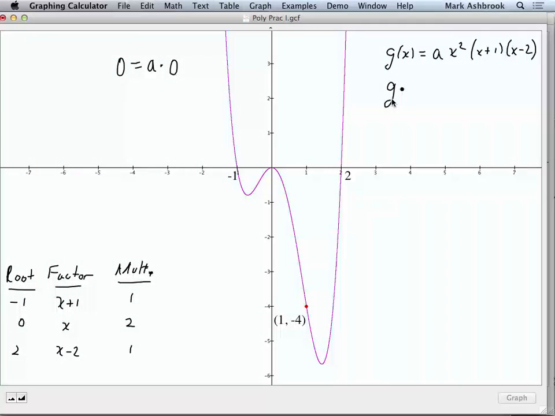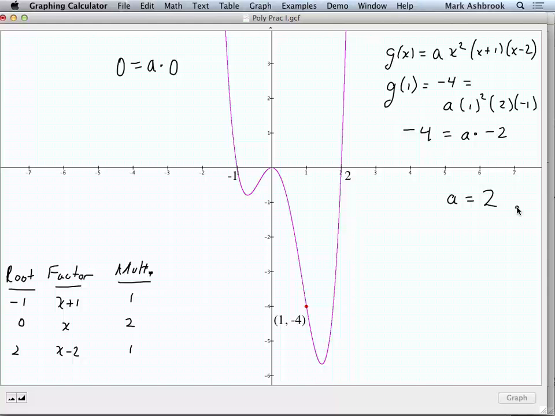G of 1 equals negative 4. So that equals A times, what am I going to plug in for x? 1, not 0. Because when we plug 1 in for x, we ought to get negative 4 for y. So this would be times 2 times negative 1, is that right? So negative 4 equals A times negative 2. Therefore, A equals positive 2.